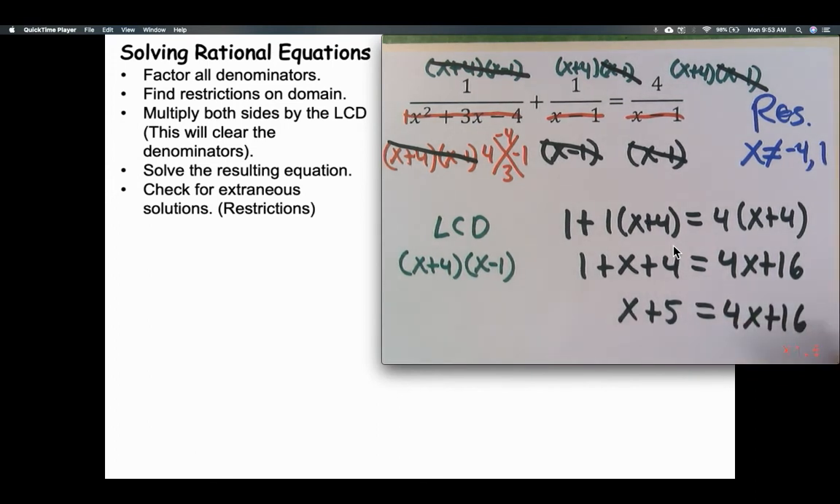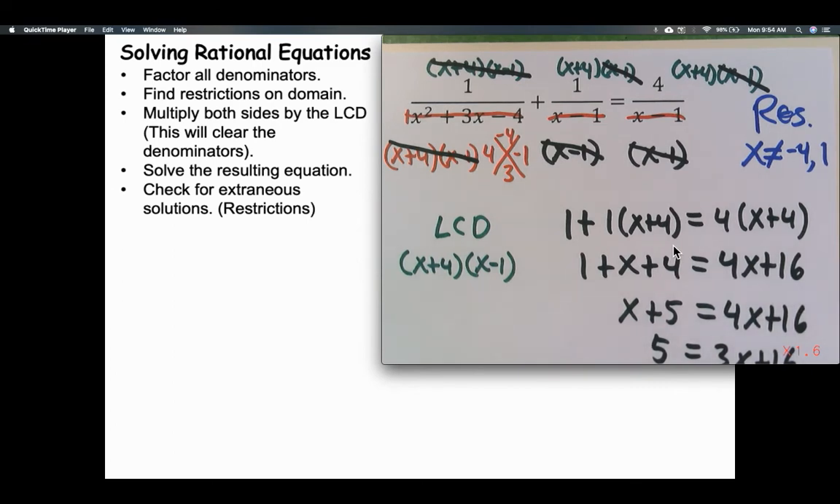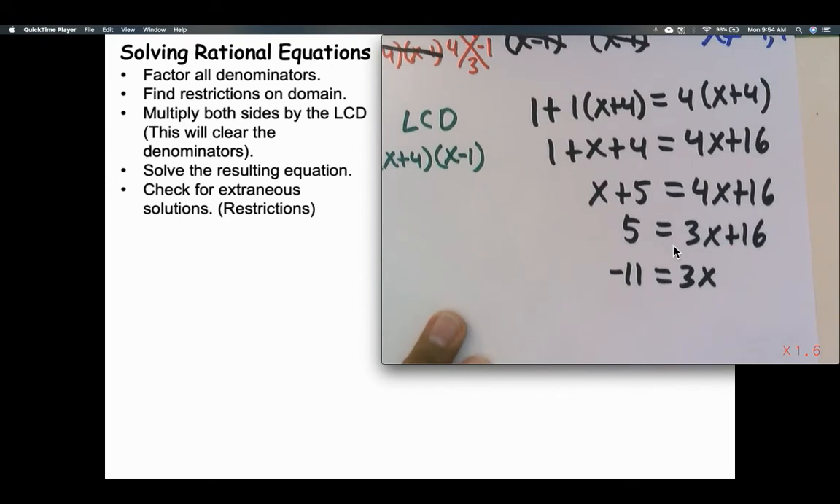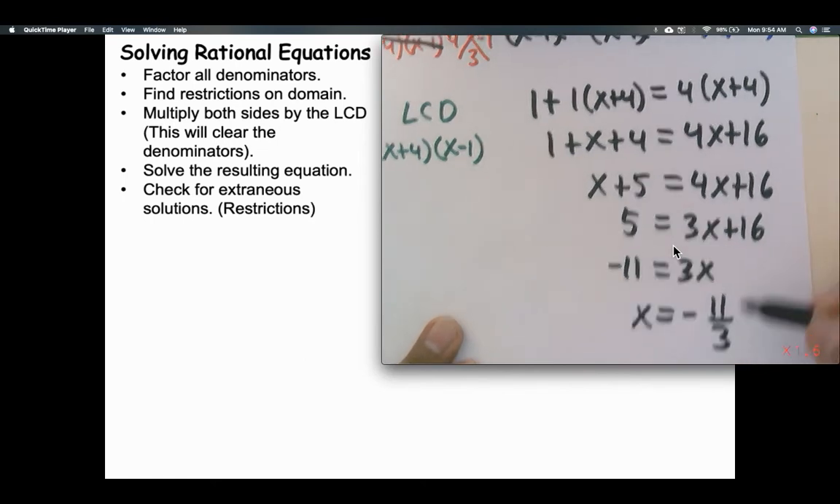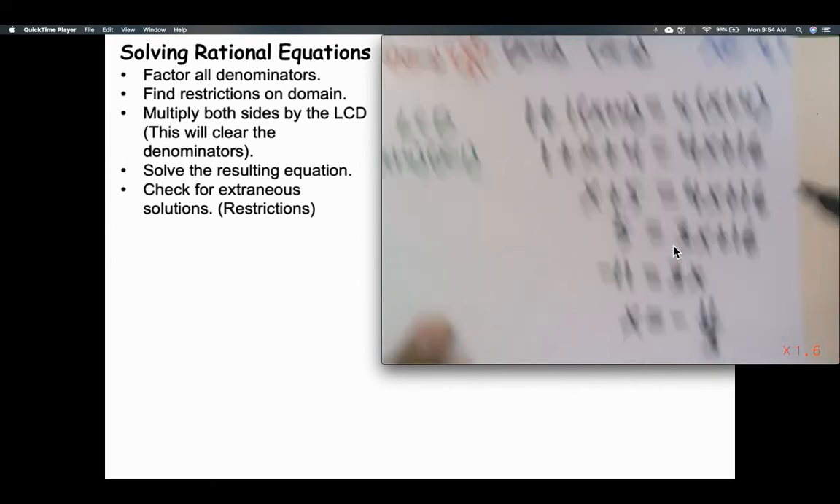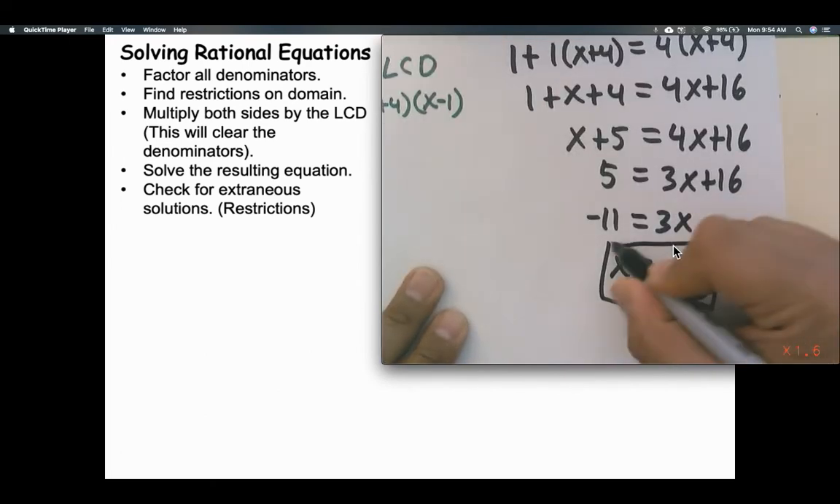Okay, I subtract x, so I get 5 equals 3x plus 16. Subtract 16, so I get -11 equals 3x. Divide by 3. Whoops, there you go. So I get x equals -11 thirds. That is not one of my restrictions. And there you go. Okay.